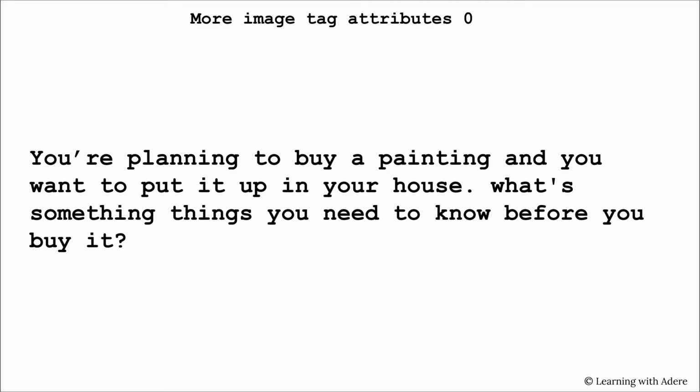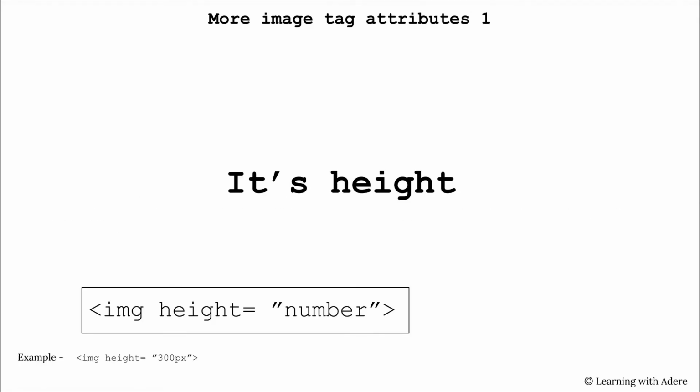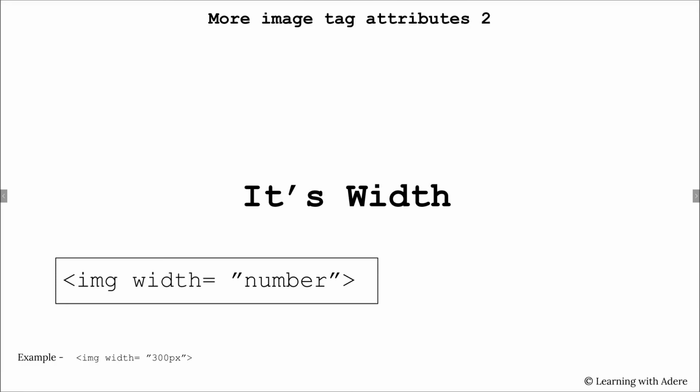Here's a quick question to test your understanding of what an attribute is. You're planning to buy a painting and you want to put it up in your house. What are some things you need to know before you buy it? The first thing you need to know is its height. In HTML, we have something just like this for the image tag, the height attribute, and as you can guess, it defines the height. The second thing is its width. Once again in HTML, we have a width attribute for the image tag, and it defines the width.